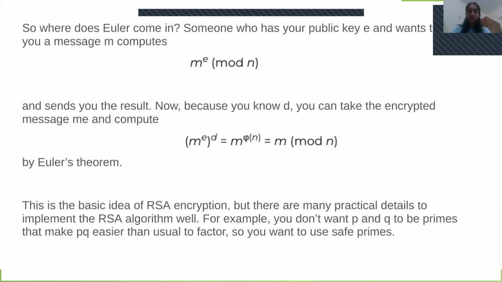This is the basic idea of RSA encryption, but there are many practical details to implement the RSA algorithm well. For example, you don't want P and Q to be primes that make PQ easier than usual to factor. So you want to use safe primes so that the decryption of the public and private key becomes harder for someone who wants to hack or compromise the security.